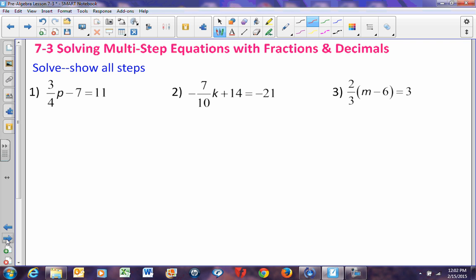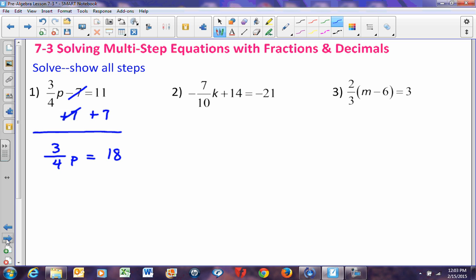Now, this is a two-step equation. I have p multiplied by 3/4 and subtracted by 7. So just like the rules for two-step equations, we need to undo addition and subtraction first. So I will undo the subtraction of 7 by adding 7 to both sides of my equation. I now have, the 7's cancel out on the left side, 3/4 p equals 18.